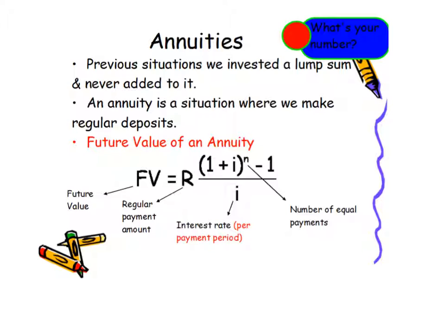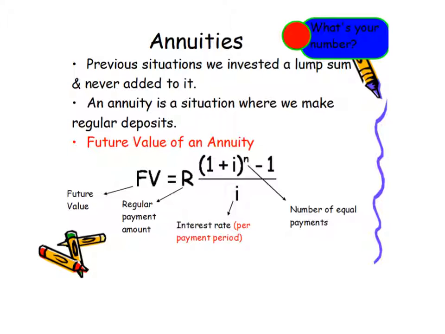So let's go through all the different parts of this formula. FV stands for the future value. That's going to be your ending amount. R is your regular payment. That's what you're going to decide to put in. I say every month because that's common, but it's every payment period. 1 plus, all right, now here's where it gets tricky. I, this is the interest rate per payment period.